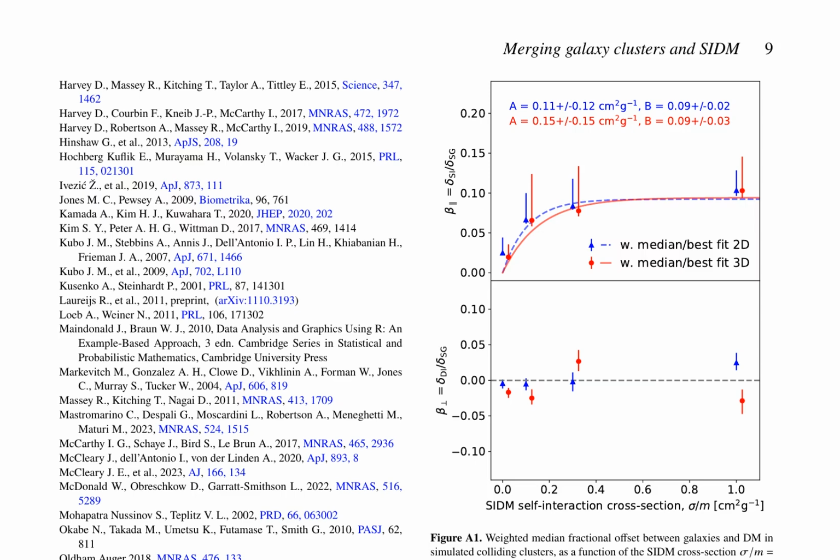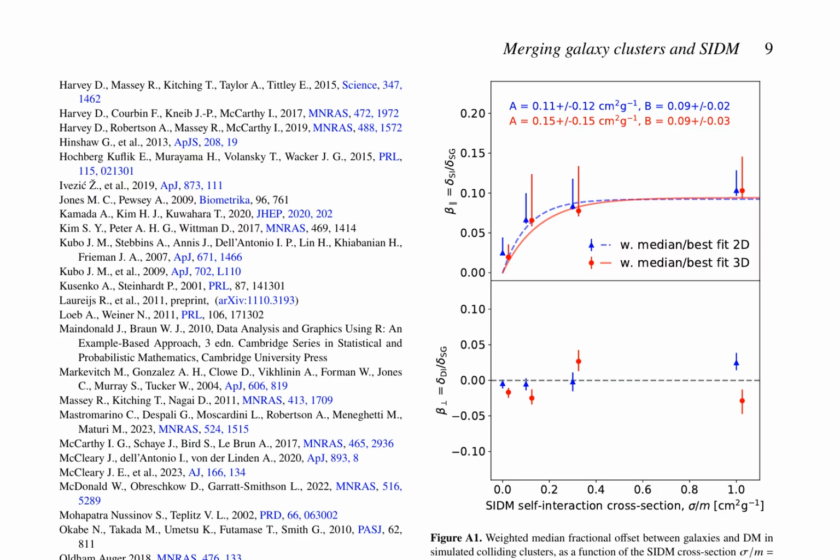The research paper investigates the merging of galaxy clusters and self-interacting dark matter, SIDM, through simulations, focusing on the weighted median fractional offset between galaxies and dark matter as a function of the SIDM cross-section. Figure A1 displays the results, with the top panel showing the weighted median fractional offset and the bottom panel displaying the perpendicular control test. The red circles and blue triangles represent calculations using 3D or 2D projected information, and the curves show the best fits of the Harvey et al. 2014 analytic model to the measurements.